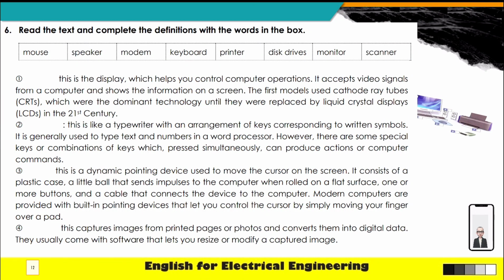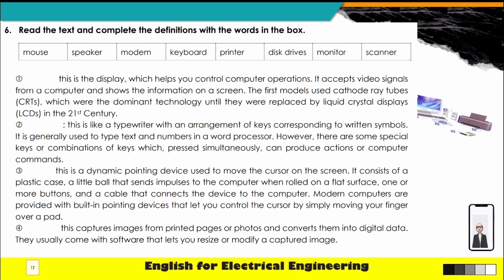All right, moving on to our third and I believe final reading text, at least for this session. Read the text and complete the definitions with words in the box: mouse, speaker, modem, keyboard, printer, disk drives, monitor, and scanner. Number one, this is the display which helps you control computer operations. It accepts video signals from a computer and shows the information on a screen.